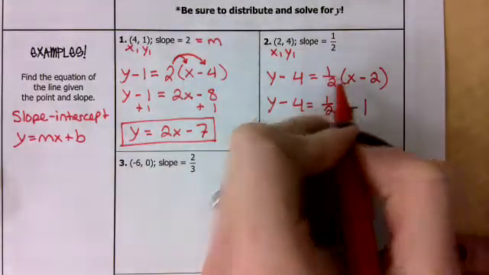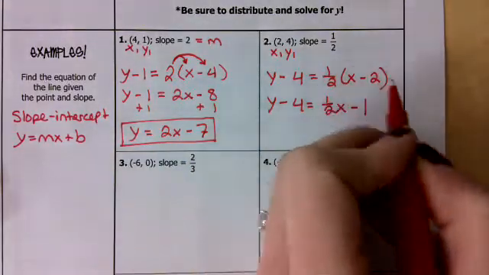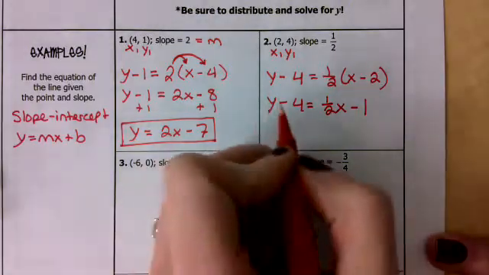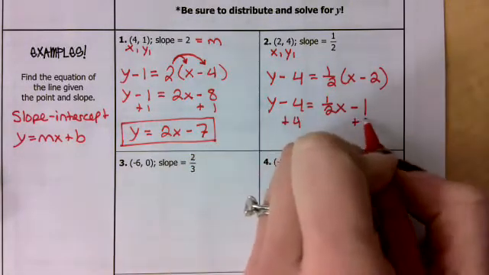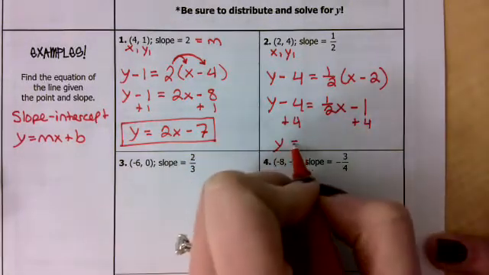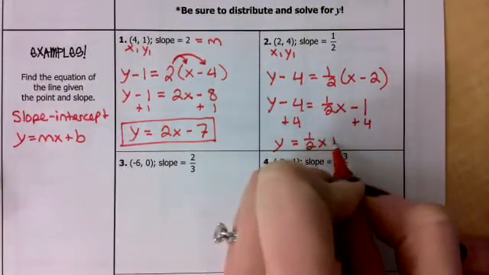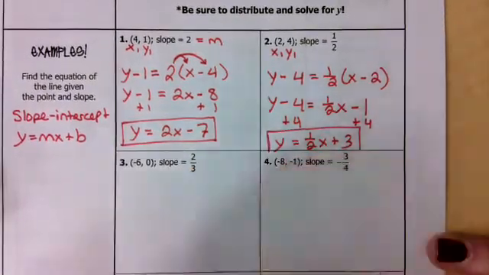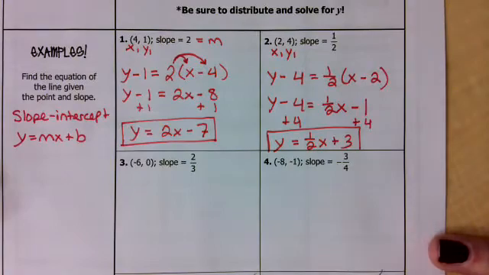Okay, 1/2 times x gives you 1/2 x. 1/2 times negative 2 gives you negative 1. Plus 4, plus 4. I'm left with y equals 1/2 x plus 3. Try out the other two on your own.